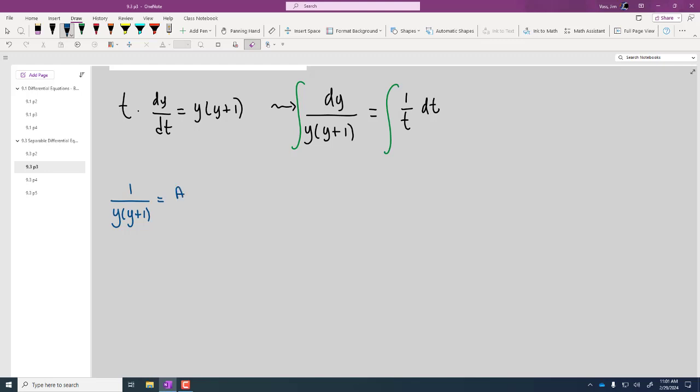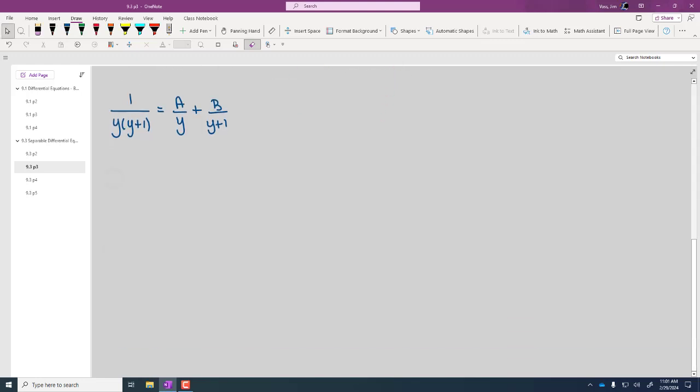So we know that the form is going to be A over y plus B over y plus 1. So PFD, partial fraction decomp. And these are both linear factors, so it should be a pretty easy decomp because we can use the convenient value method. So multiply both sides by that denominator from the left, and we'll multiply it to the right.